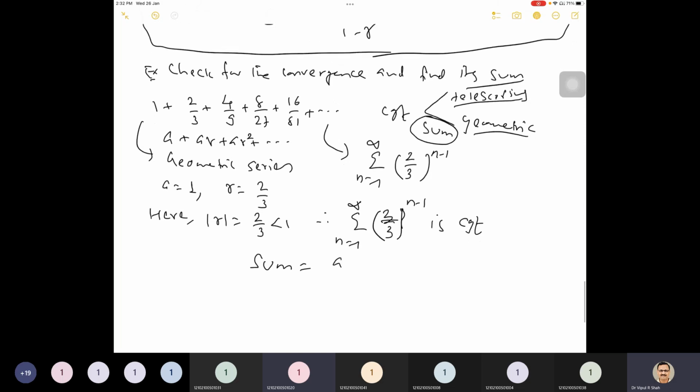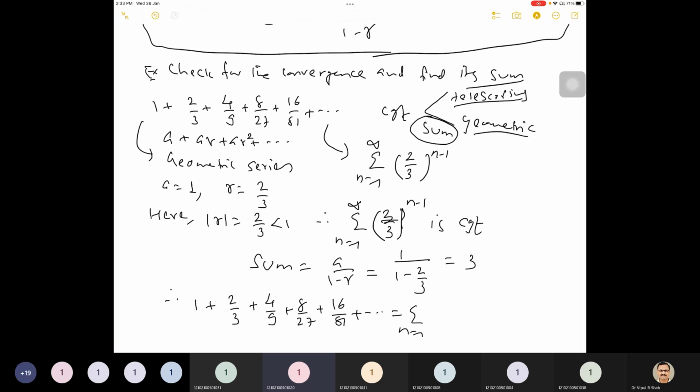What is the sum? A upon 1 minus R. A is the first term and R is the ratio. So you can see that this is 3. So that means this series, 1 plus 2/3 plus 4/9 plus 8/27 plus 16/81 and so on, its exact sum is what?